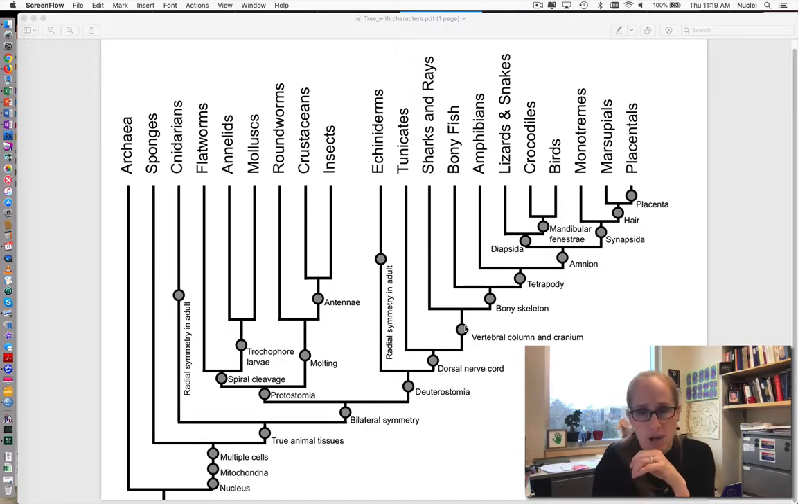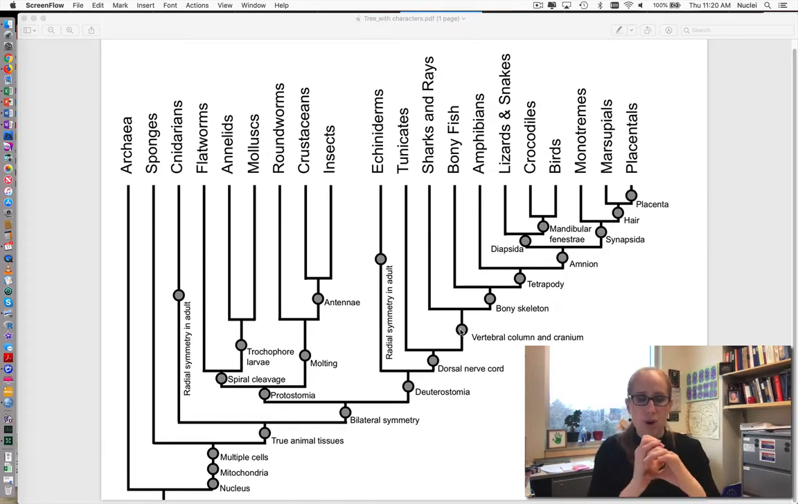A vertebral column, or a backbone. Okay, this is a very big innovation, and you can see it's right here, right? So the first ones to have that are chondrichthyes, or our sharks and rays. And one of the major advantages to having a backbone is it protects your dorsal nerve cord, your spinal cord, right? That's a very delicate piece of your body that if it gets injured, we all know what happens. It can be devastating or life-threatening.